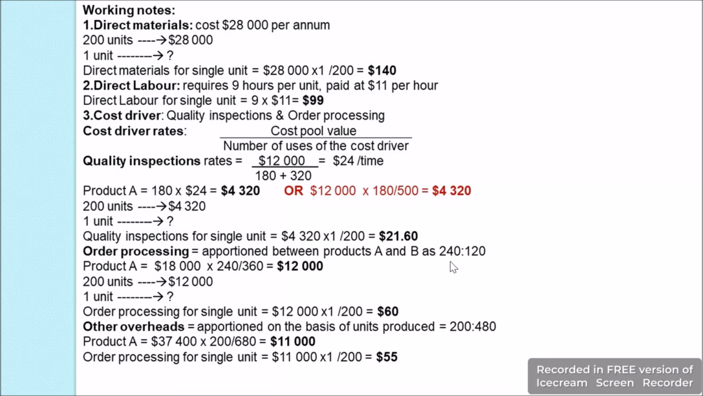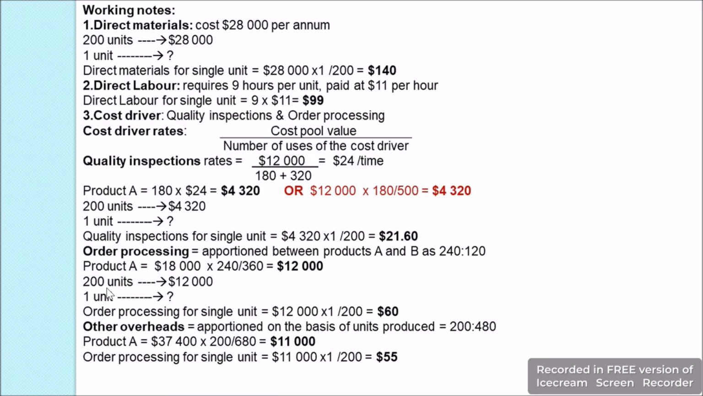For product A, we have the number of orders processed as 240, and for product B it is 120. So for product A, the total cost given for order processing is 18,000 times 240, which is the number of orders processed for product A, divided by the total, that is 240 plus 120, which is 360. We get the order processing cost for product A as $12,000.